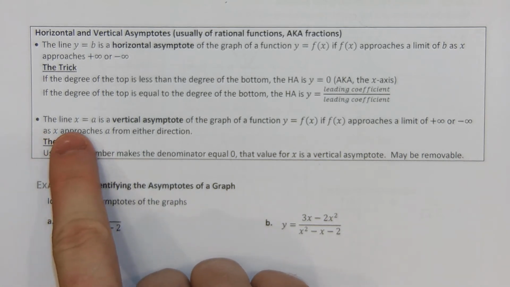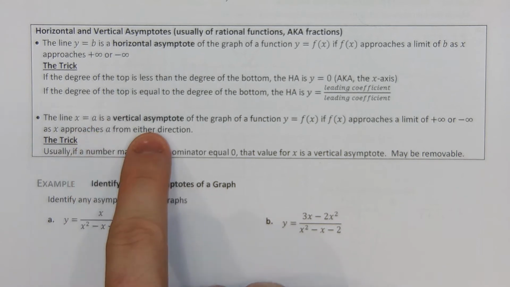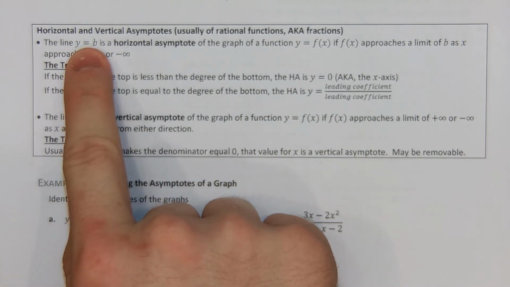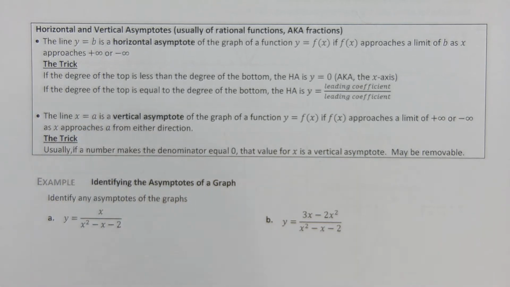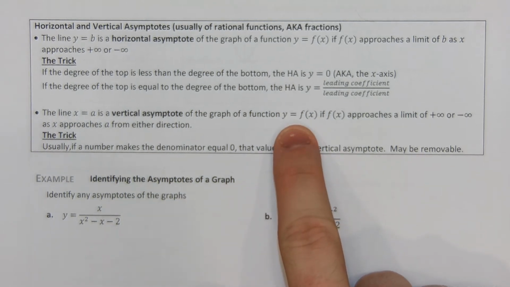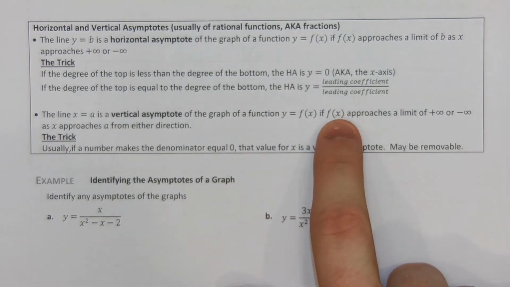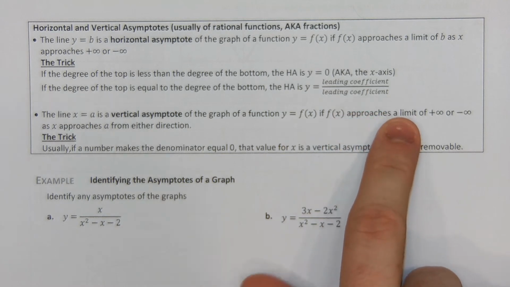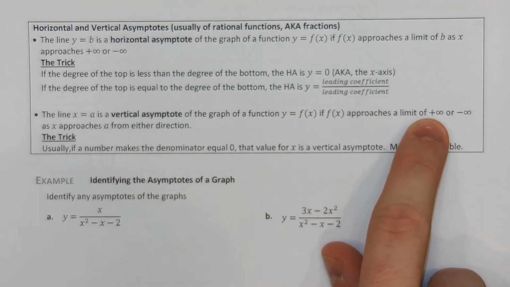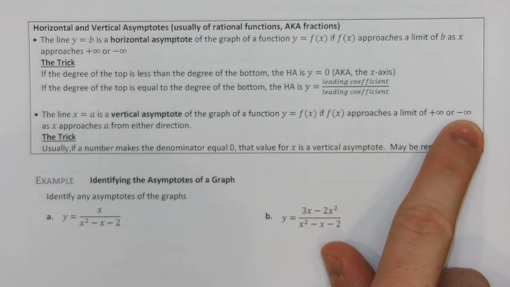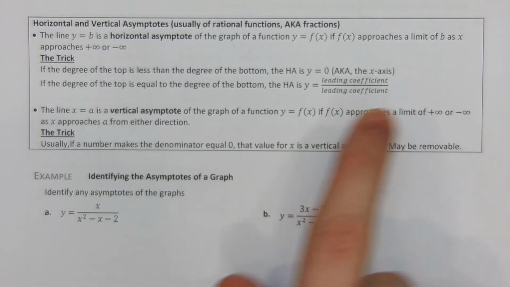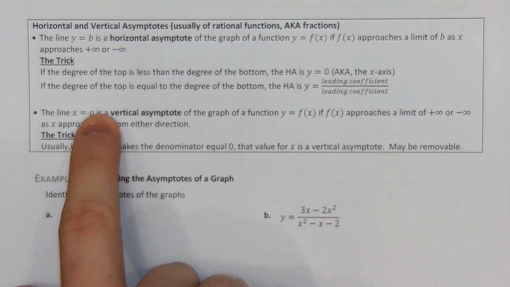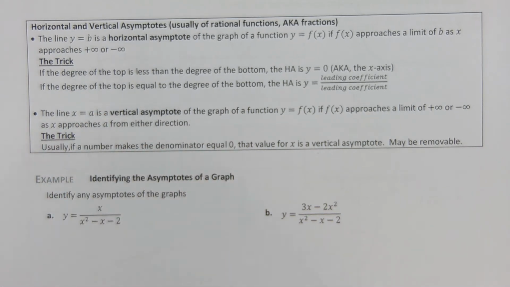Now, the line x equals some number is a vertical asymptote. So y equals some number is horizontal, x equals is vertical. X equals a, which is just some constant, is a vertical asymptote of our graph if our graph blows up to positive infinity, or can you say blows up to negative infinity? How about shoots? Shoots up to positive infinity or shoots down to negative infinity as x gets close to that x value. What a weird thing to say.